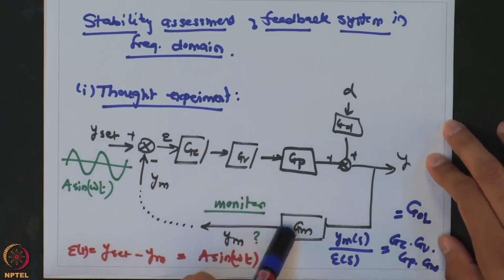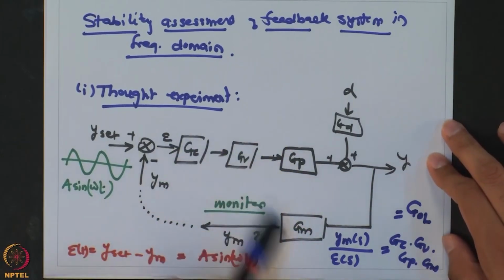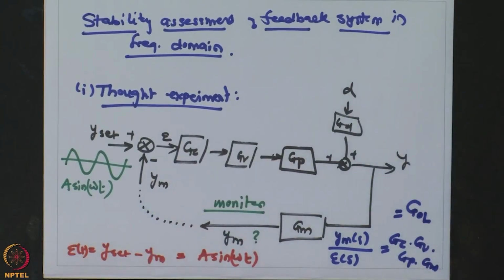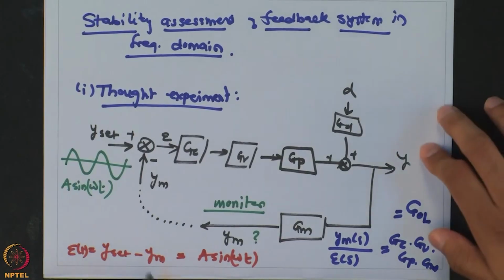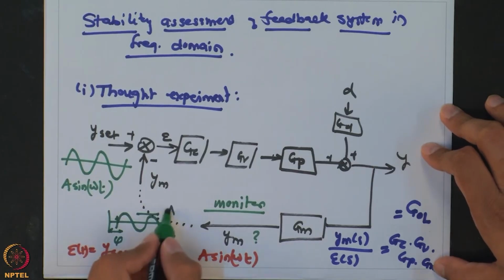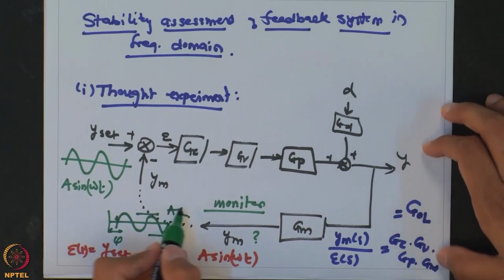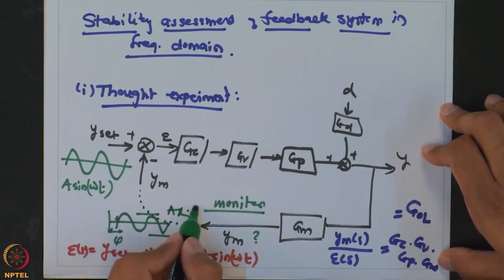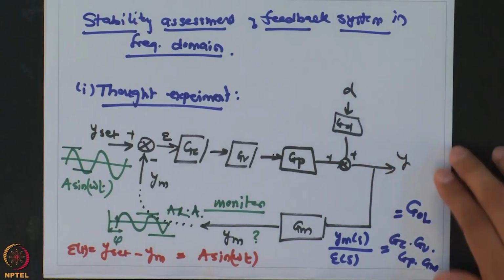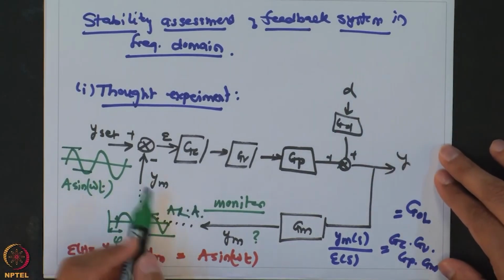As there are these four processes, depending on these four transfer functions, the output Ym will again be a sinusoid. Even though I am saying we want to monitor Ym, it is going to be a sinusoid with a certain phase and a certain amplitude ratio. So, this will be amplitude ratio times A, if this is A.